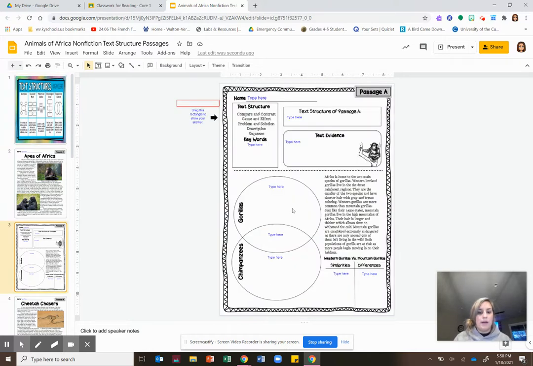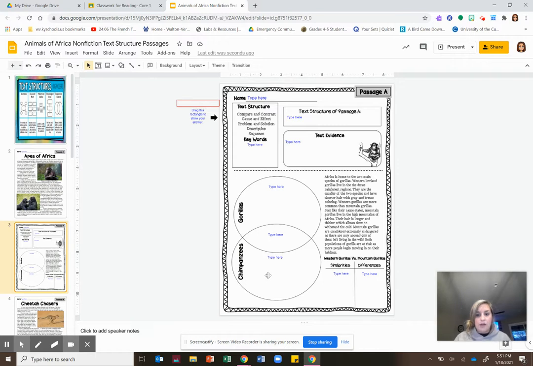And then right here, you are going to compare and contrast chimpanzees to gorillas. Try to give me 2 ways they are similar, 2 ways they are different. You're going to type the similarities here. And then remember, whatever you tell me about gorillas, give me the opposite for chimpanzees.